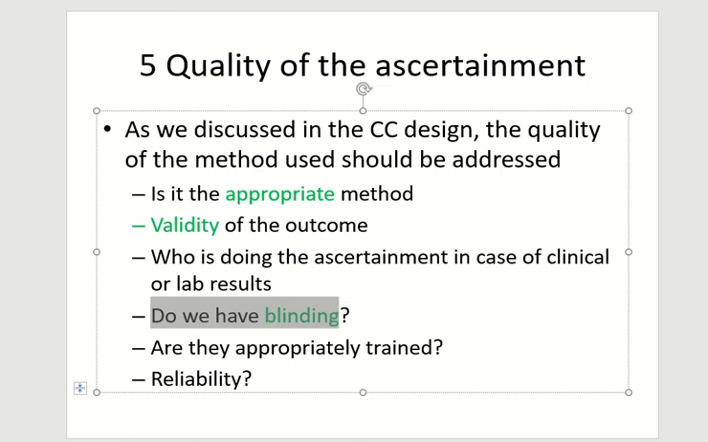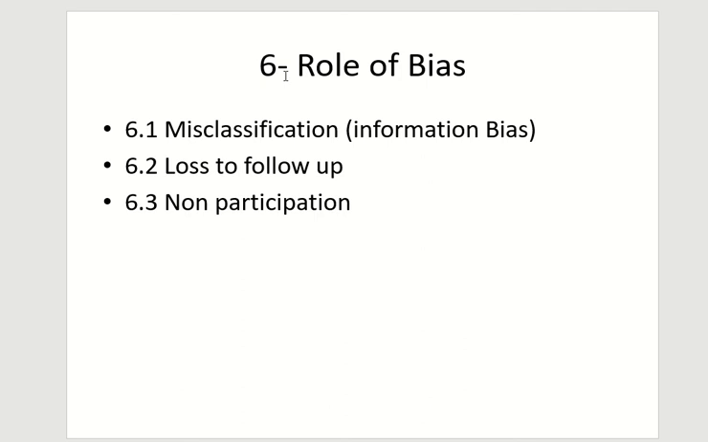We still have number 6, which is the role of bias in this type of design, be it the misclassification bias, which is a type of information bias, the loss to follow-up bias, and the non-participation bias, which we will talk about.